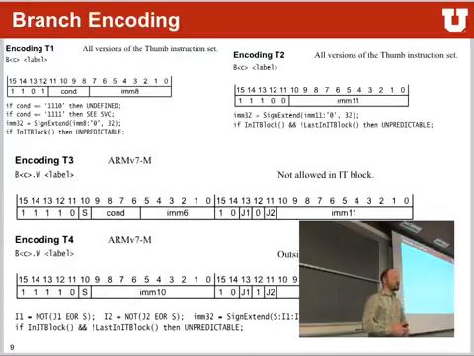So this is an example where we have the branch encoding. We have 4 different possibilities for just the B encoding. We have B with a condition and the label, and over here we have another B with a condition and the label.